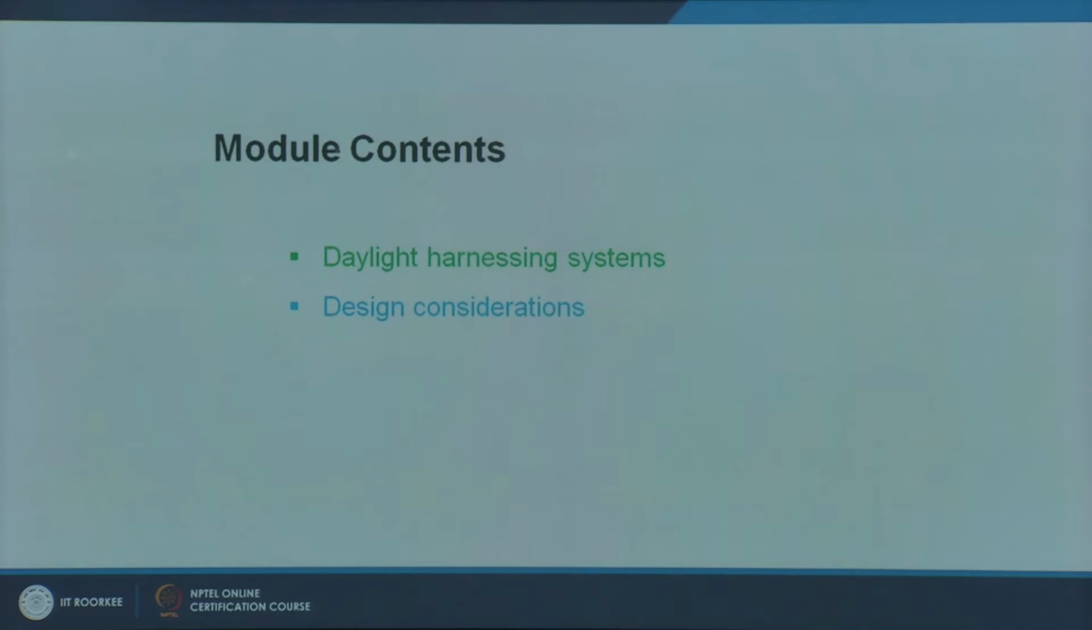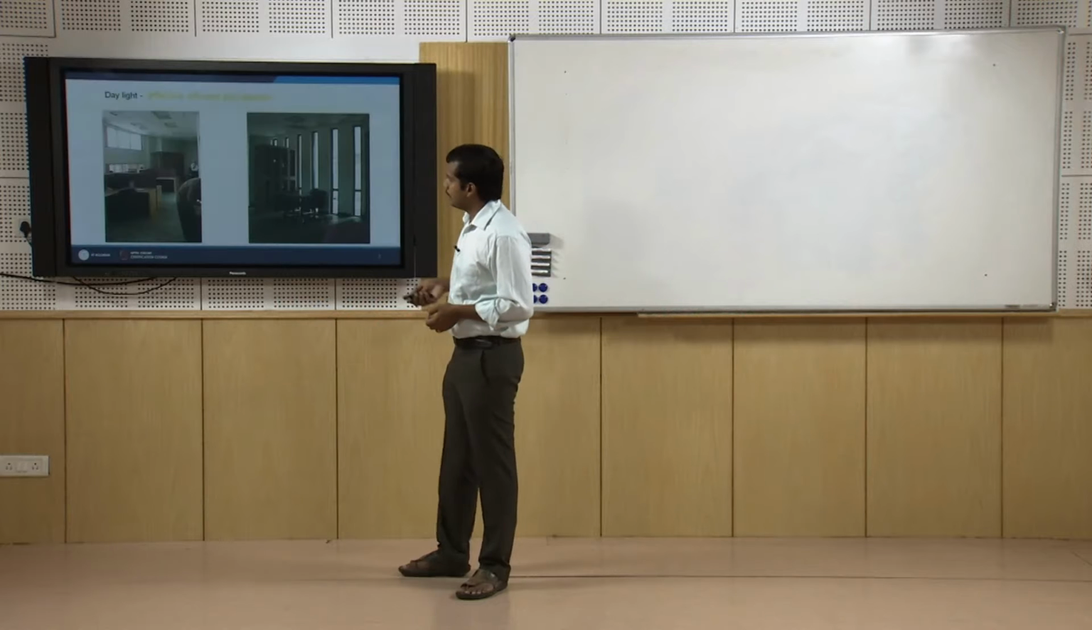There are two types, harnessing and harvesting systems. We will look at specific types and few products which are available. Then we will look at what are the typical design considerations for harnessing daylight.